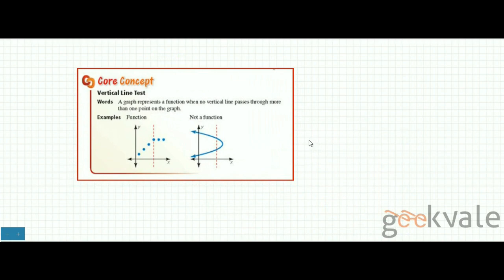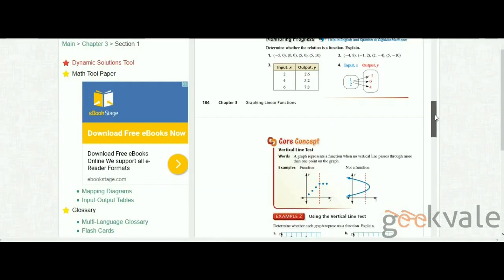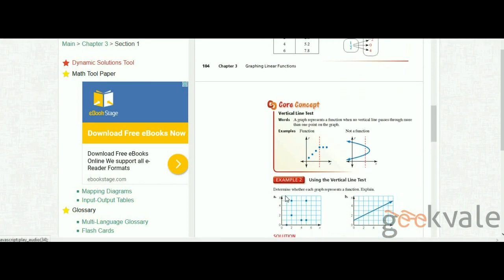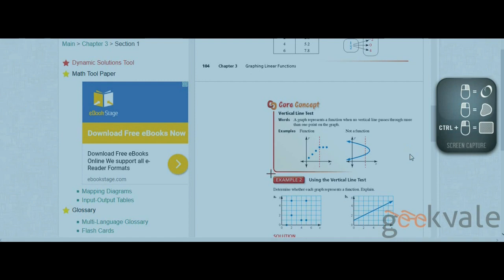The vertical line test is as simple as its name. Just draw a vertical line on the graph. If it cuts the graph exactly at one point exclusively, then it is a function. If it cuts the graph at more than one point, not a function. Simple and easy. Alright, we can look at this one. Determine whether each graph represents a function and explain.